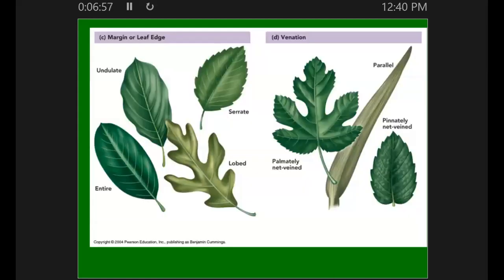And then, of course, the overall shape, and they look at the margin of the leaf. They look at whether or not it's lobed. They look at the vein pattern. So all of this is important if you're trying to identify a plant.